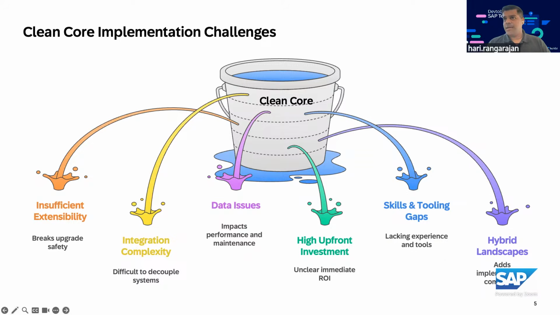Skills and tooling gaps. Clean core requires a different kind of skill set. For example, cloud platforms, BTP, modern extension techniques, API-first or event-driven architecture-first thinking. Tooling for analyzing custom code also, measuring usage of custom objects, detecting redundant tech objects, assessing the upgrade risk. They're often not of the same robustness as other open source technologies.